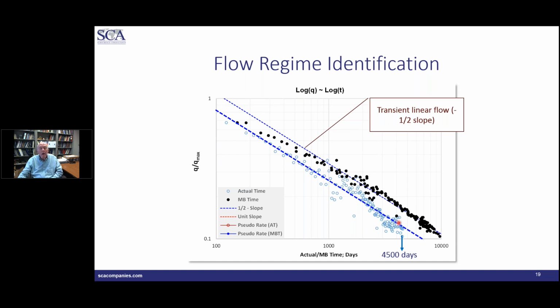So what flow regimes do we see in this particular case? Well, the only thing that we see is transient linear flow. And we can find how long that seems to have lasted on our actual time scale. We have transient linear flow in this case for 4,500 days. That's well over 10 years of transient linear flow in the history of this well, and no signs of any data influenced by boundaries.